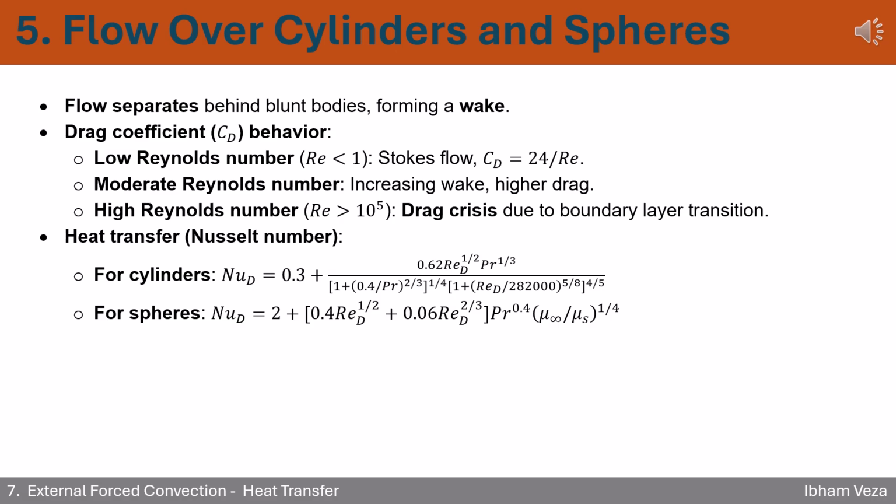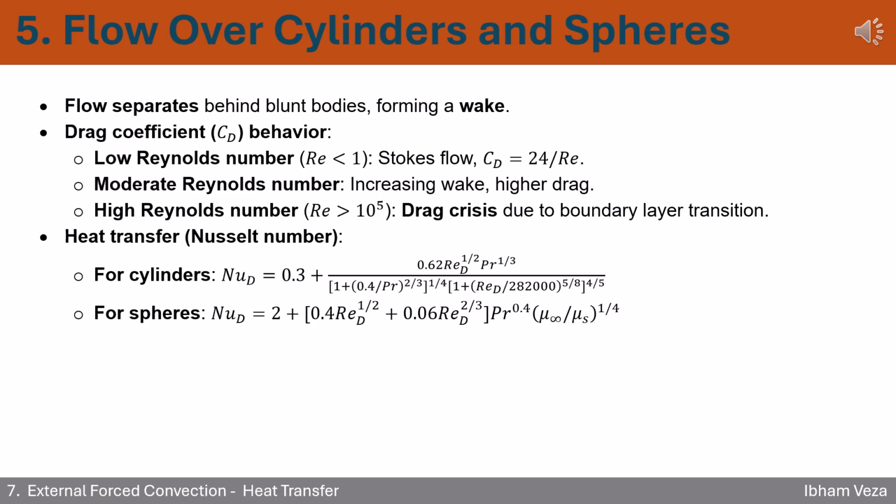The drag coefficient behaves very differently based on the Reynolds number. At low Reynolds numbers, we have Stokes flow, where drag is predictable and decreases as flow increases. In moderate ranges, the wake gets bigger and drag goes up. At very high Reynolds numbers, something dramatic happens: drag crisis. The boundary layer transitions, and drag can suddenly drop.